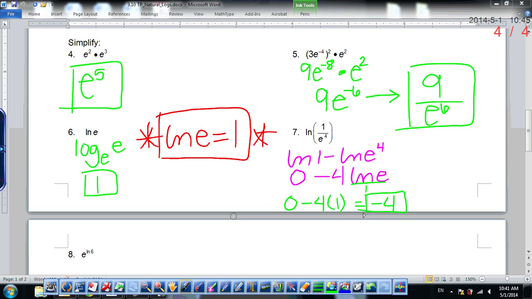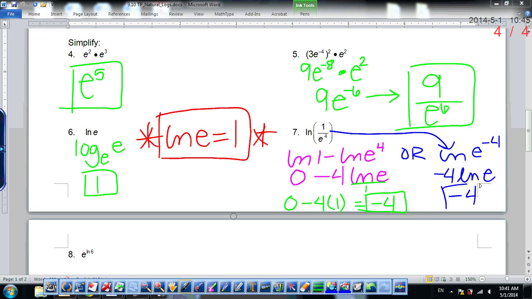Okay, let's work this one other way. Would you agree that I could have written this as the natural log of e to the negative 4th? Is 1 over e to the 4th equivalent to e to the negative 4th? Yeah. And then could I have pulled that negative 4 out in front? So I would have negative 4 times the natural log of e, which is still what? Negative 4. Because what is the natural log of e? 1. So negative 4 times 1 is negative 4.